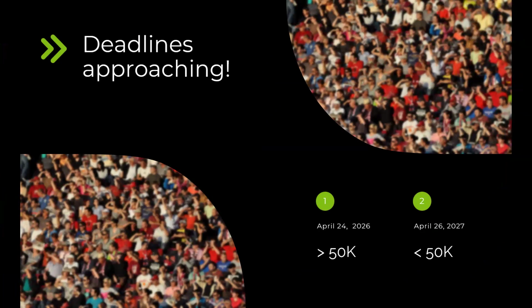If your library serves 50,000 or more people, your deadline's coming up real fast, and you're going to be prioritizing this probably over everything else for the next several months. And that is April 24th, 2026. For many libraries in Ohio, they have more time. If you're under 50,000, which is probably the majority of libraries in Ohio, you have until April 26, 2027, which probably gives you some breathing room for sure.